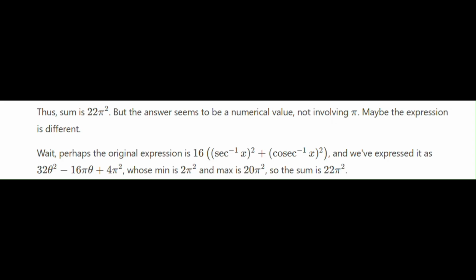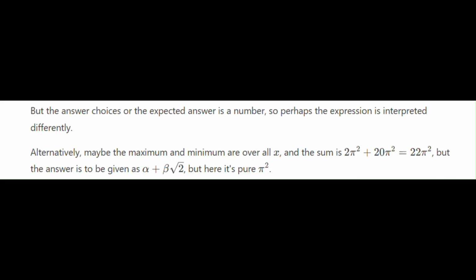Wait, perhaps the original expression is 16 times the quantity, inverse secant of x squared plus inverse cosecant of x squared, and we've expressed it as 32 theta squared minus 16 pi theta plus 4 pi squared, whose minimum is 2 pi squared and max is 20 pi squared. So the sum is 22 pi squared. But the answer choices, or the expected answer, is a number, so perhaps the expression is interpreted differently. Alternatively, maybe the maximum and minimum are over all x, and the sum is 2 pi squared plus 20 pi squared equals 22 pi squared.